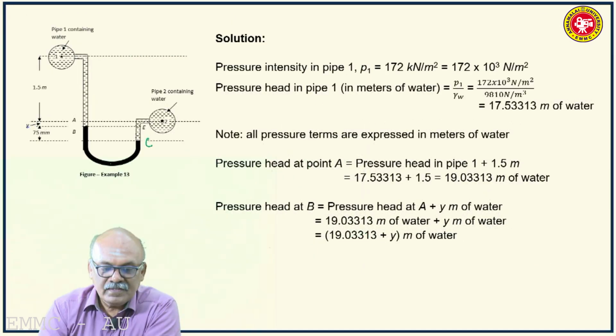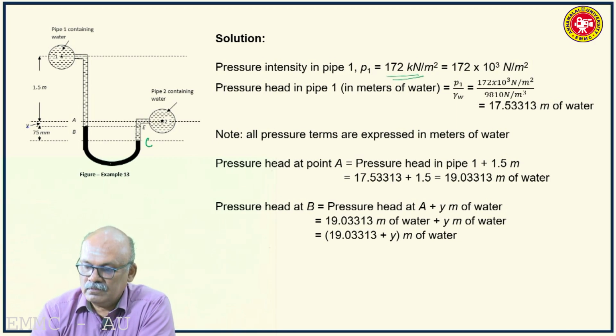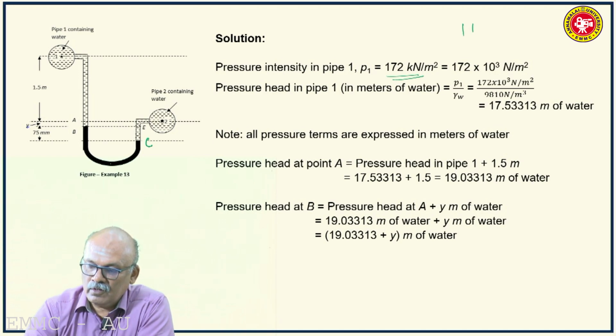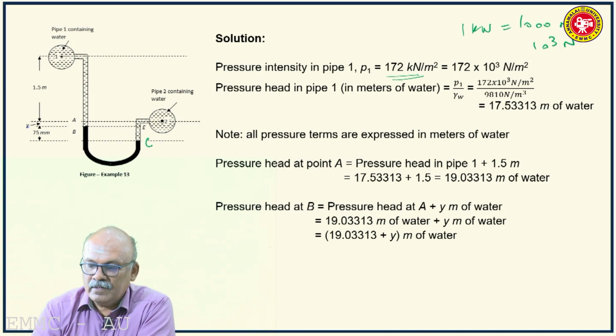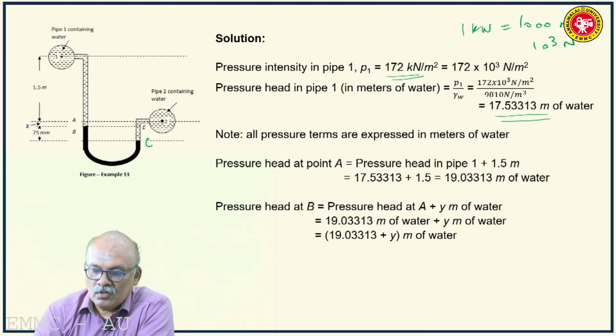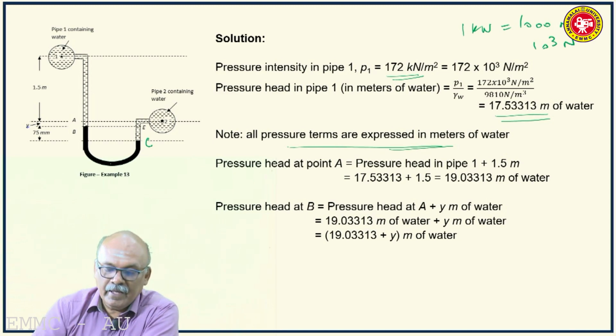So, pressure intensity in pipe 1, that is 172 kilonewton per meter square, that is 172 multiplied by 10 power 3 Newton per meter square, because 1 kilonewton is 1000 Newton or 10 power 3 Newton. Pressure head in pipe 1 in meters of water is P1 by gamma W, that is this much. So, all pressure terms we express in meters of water. Then pressure head at point A.